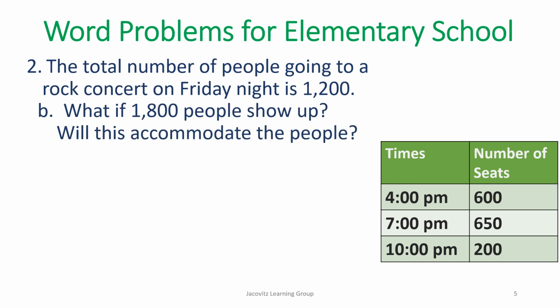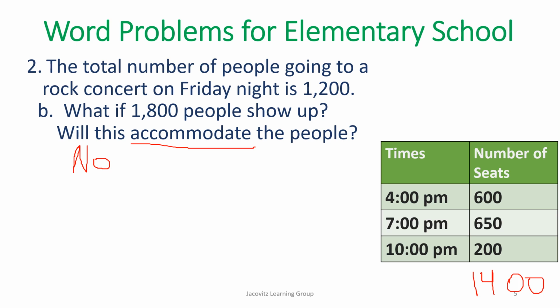Okay, 2B, same question. What if 1,800 people show up? Will this accommodate the people? Well, on the other slide, we said that this was 1,400, so this is no. Okay, and if they don't know what accommodate means, they've got to start learning how to figure out what this means somehow by using a context clue and looking at 1,800 here. And if they can't, they're going to have to get used to using different words anyway and get them to think about this. So this 1,800 people show up.